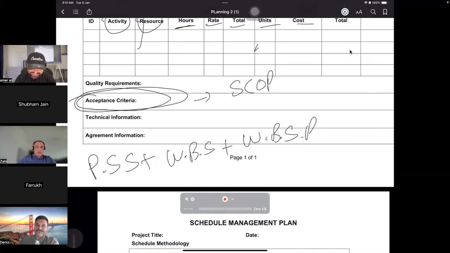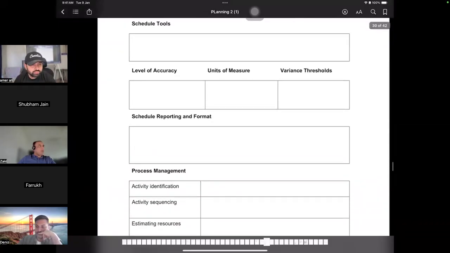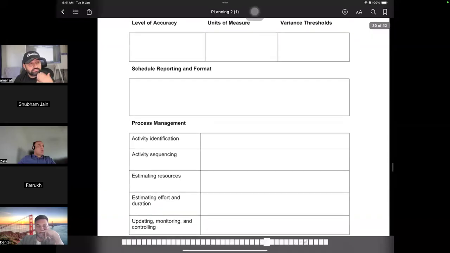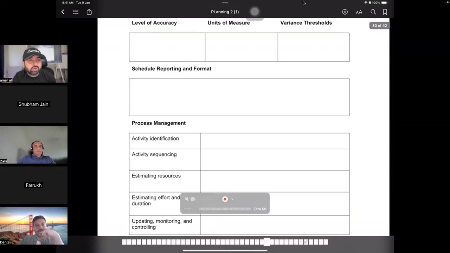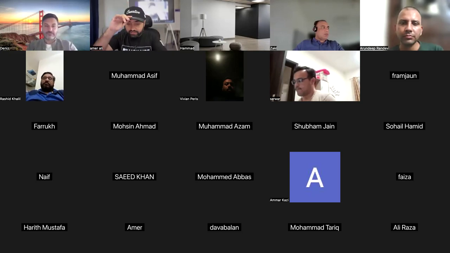Crazy how much. Yes. Then you make a schedule management plan. The schedule management plan will define whether you are going with predictive or agile, how you are going to do it, what tools you are going to use, how much accuracy you will have, your threshold, and how you are going to do reporting. It defines your sequencing, finish to start, which one you are going to do, and how you are going to estimate the resources. Let's talk about the estimation techniques.